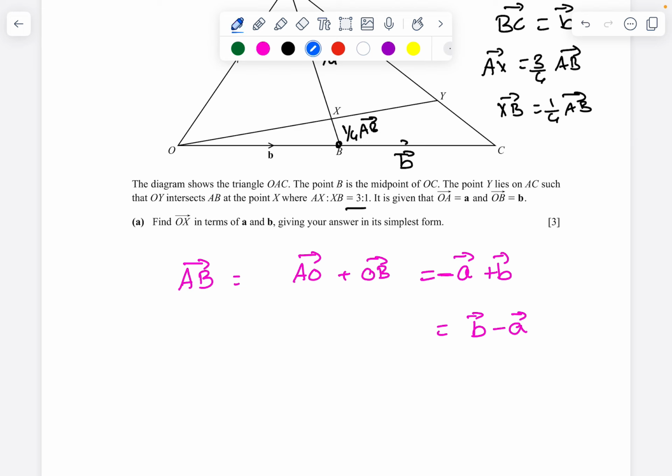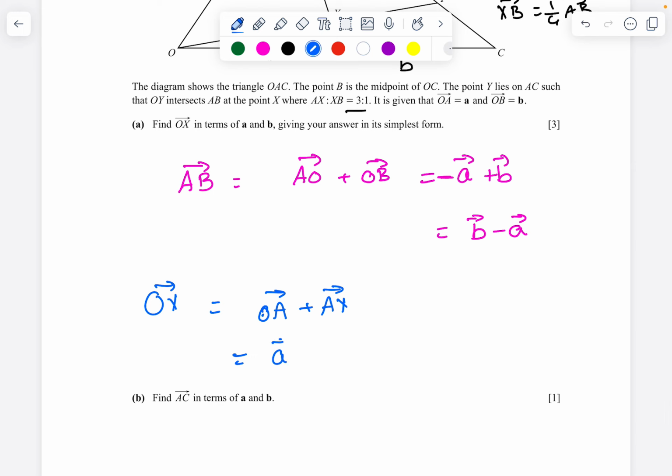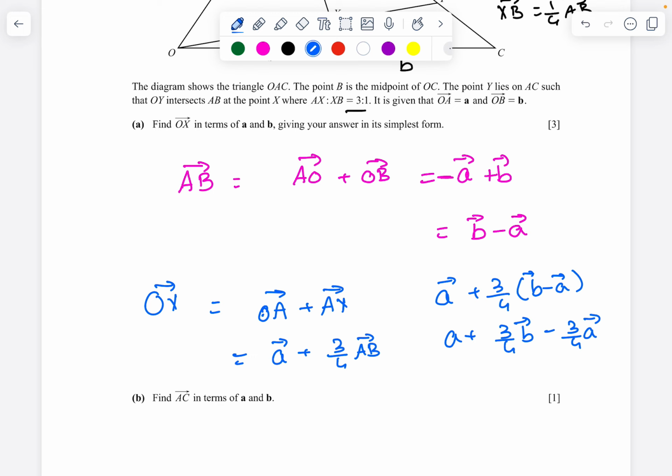Now I want O to X. O to X is O to A plus A to X. O to A is a, plus A to X is 3 upon 4 times AB. So that is a plus 3 upon 4 times (b minus a), which is a plus 3 upon 4 times b minus 3 upon 4 times a. So the final answer is 1 upon 4 times a plus 3 upon 4 times b.